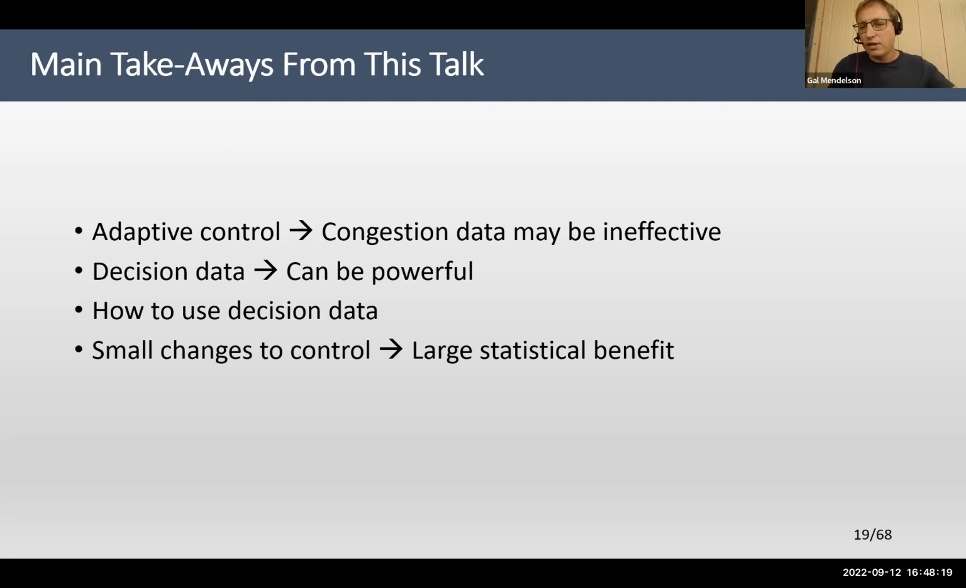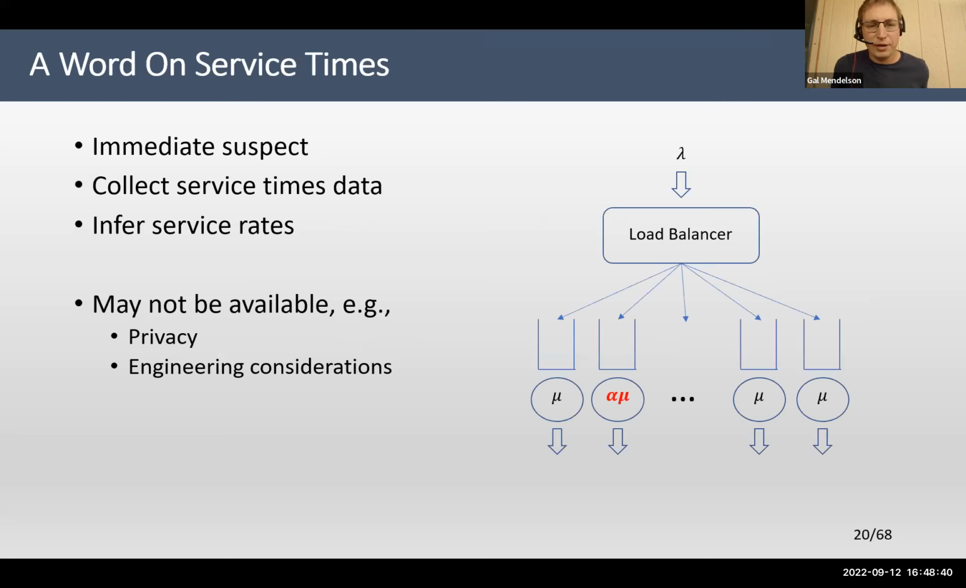But here, because we are actually isolating the decision data and trying to use it for statistics, it really matters how you break ties, because there are ties all the time in these types of systems. Okay, and I will demonstrate what I mean by this. So this is a surprising and interesting kind of thing here. Okay, before I begin, a word on measuring service times.